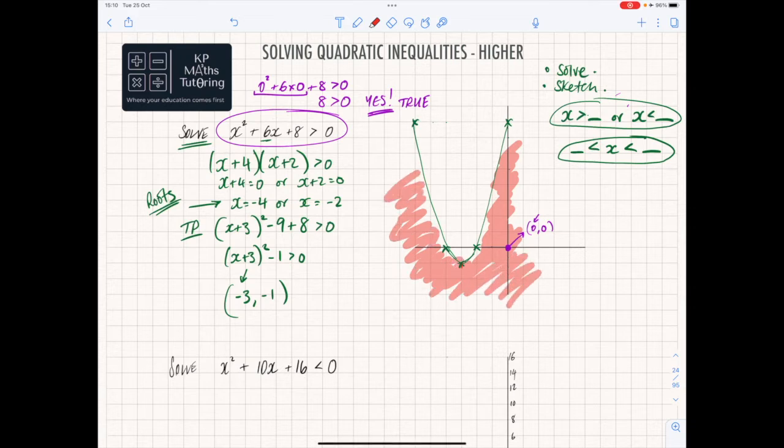If you are shading outside the curve, you then end up using this notation. If you end up shading inside the curve, and I'll show you what that looks like in a little bit, you will end up using this second notation. But let's just use that information now.